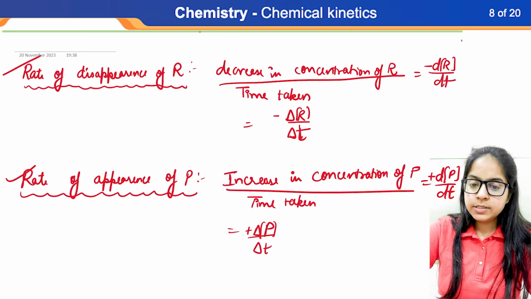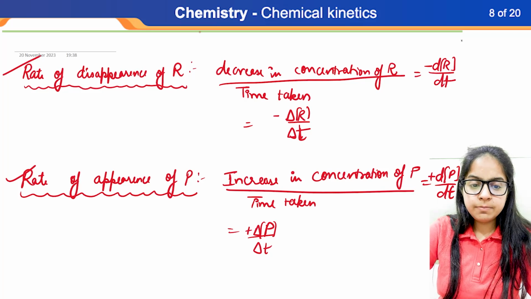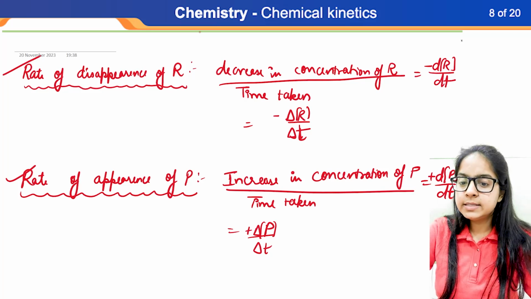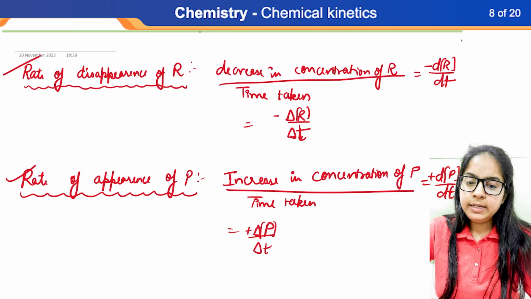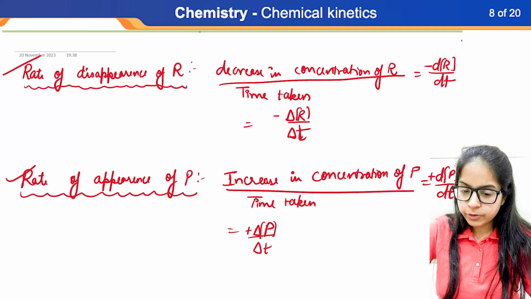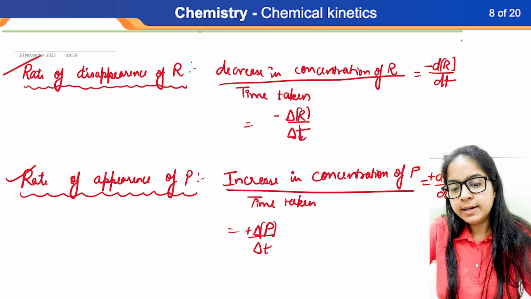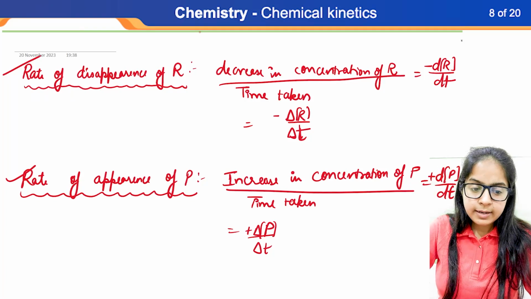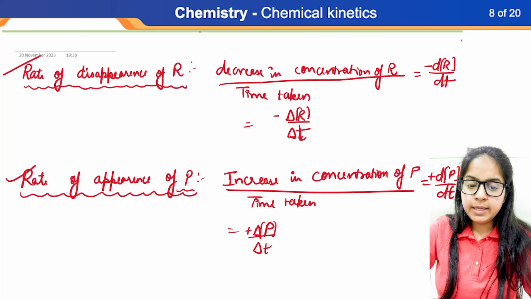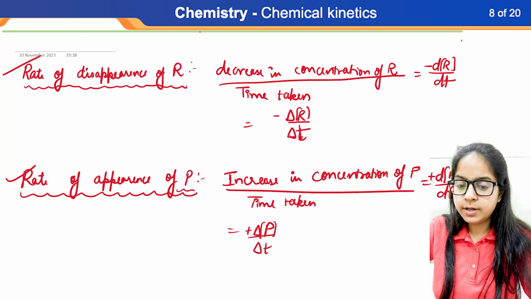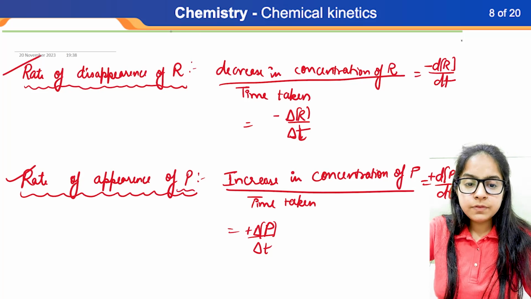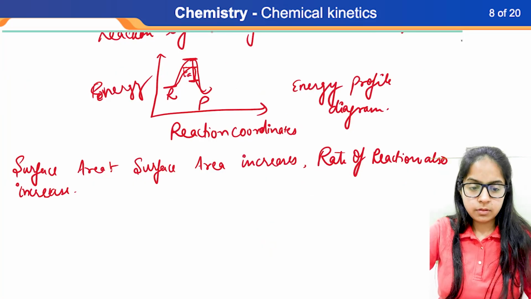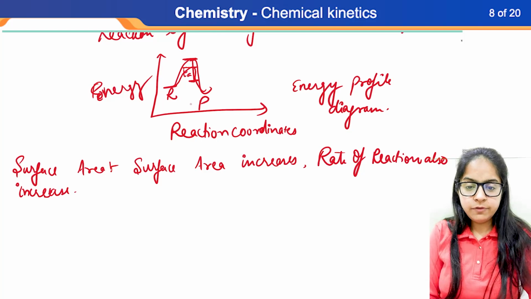Next one is rate of disappearance. I have told you the rate of disappearance of R is the decrease in concentration of R divided by time taken, minus dR/dt, or you can write minus delta R by delta T. Next one is the rate of appearance of P, the increase in concentration of product, plus dP/dt, per time taken.